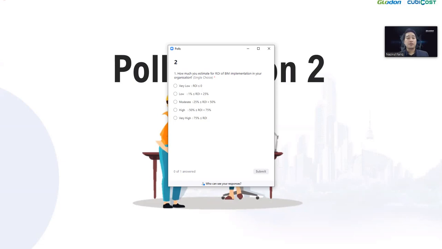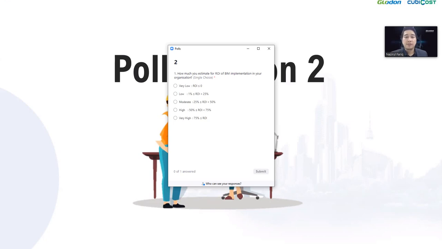The first answer is very low, which means the ROI is less than 0. Second is low, between 1% to 25%, moderate is 25 to 50%, high is 50 to 75%, and very high is more than or equal to 75%. So let's see how you are doing so far with the ROI of your BIM.